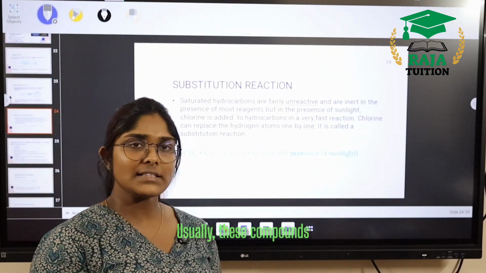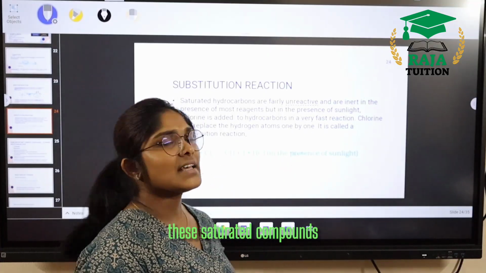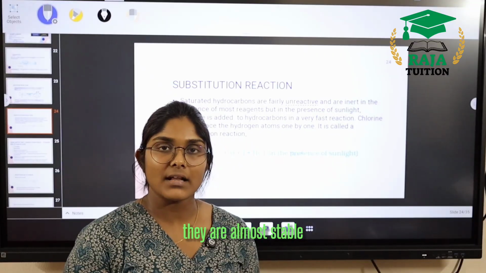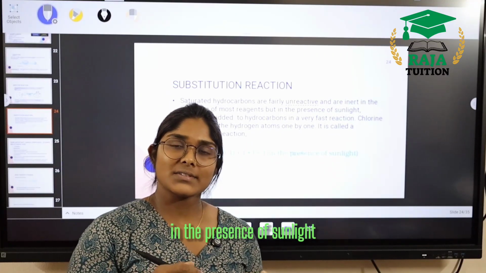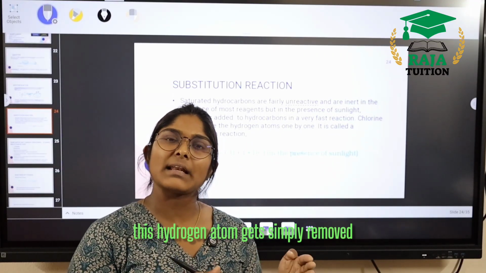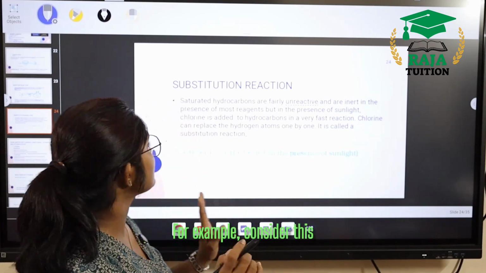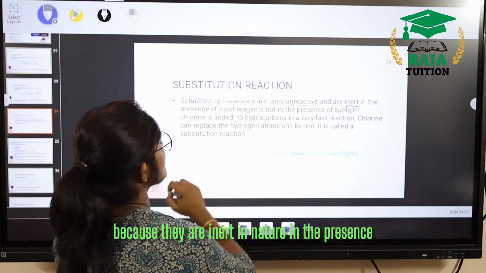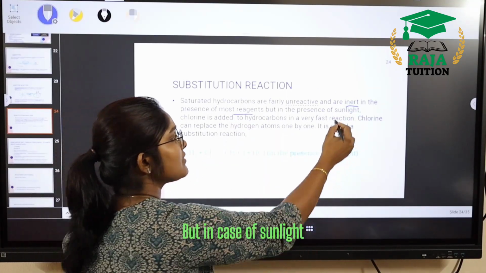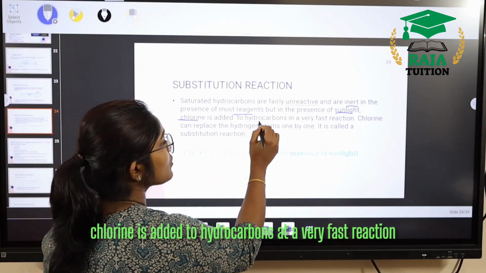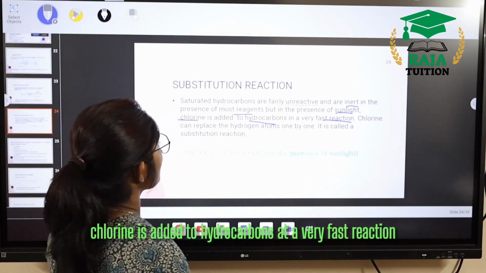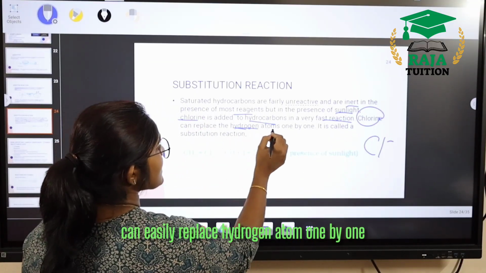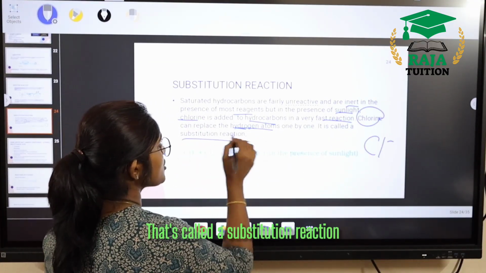Substitution reaction. Usually these saturated compounds are fairly unreactive. Why? Because all their valencies are filled, they are almost stable. But in the presence of sunlight, this hydrogen atom simply gets removed and chlorine comes in. For example, consider this. Saturated hydrocarbons are fairly unreactive because they are inert in the presence of most reagents. But in sunlight, chlorine reacts with hydrocarbons very fast. The chloro group can easily replace hydrogen atoms one by one. That's called a substitution reaction.